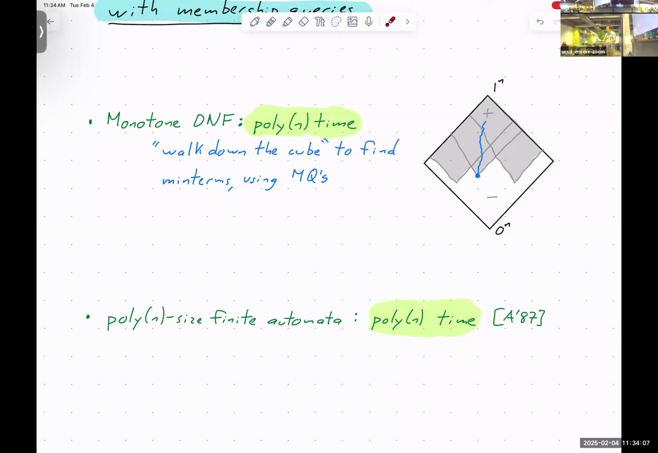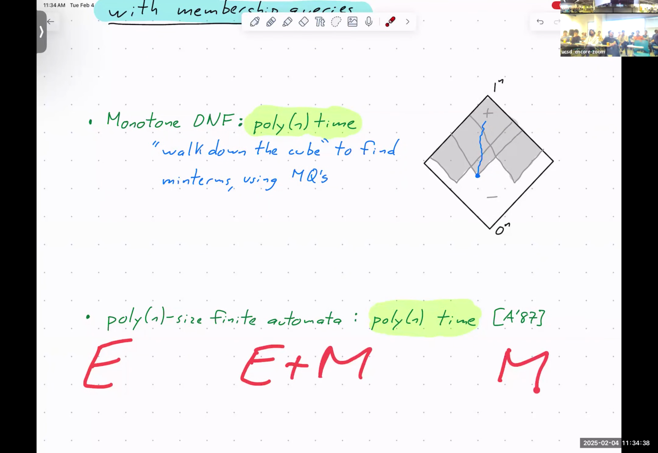If you have just equivalence queries, how does it compare with the membership query? Good question. Having just equivalence queries, I was encouraging you to think of this as basically being like the PAC model where you have the distribution and you get random examples. There's three things we can compare: equivalence, equivalence plus membership, and membership. Which one are you interested in? The first two.